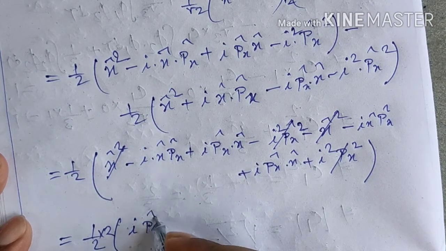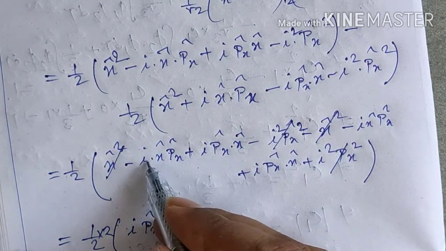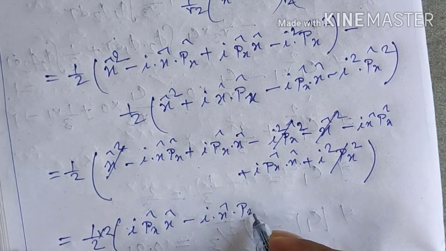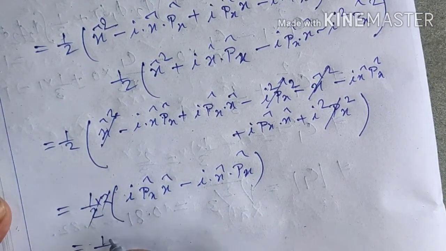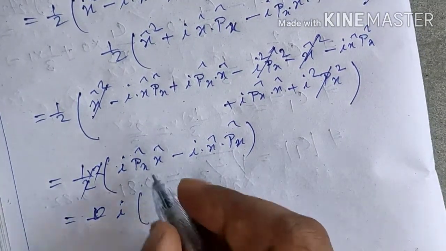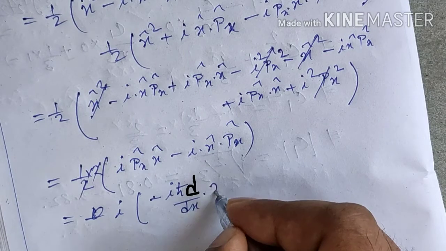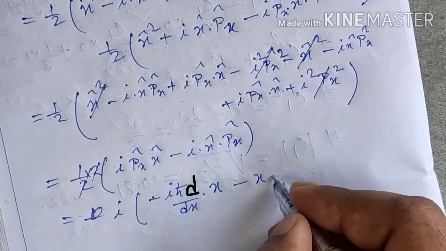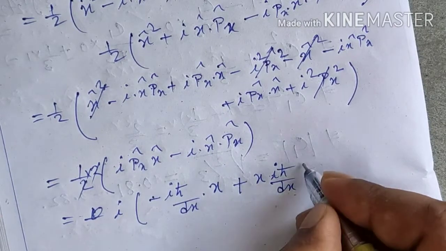This 2 is common, so x px. Now the 2 is cancelled out. I am bringing this I out of the bracket. It is px. I am putting the value of px, that is minus IH cross ddx into x, minus x into IH cross minus IH cross ddx, that is plus IH cross ddx.